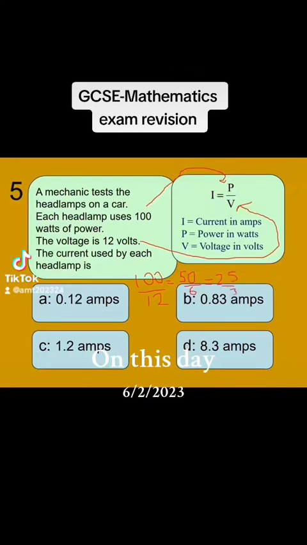So how many 3's go into 25? That'll be 8, remainder 1. So the remainder, I can write it as a fraction. So 8 and 1/3. So that'll be equal to 8.3 amps. Now, technically, 1/3 is actually 0.3 recurring. They've obviously rounded it here.